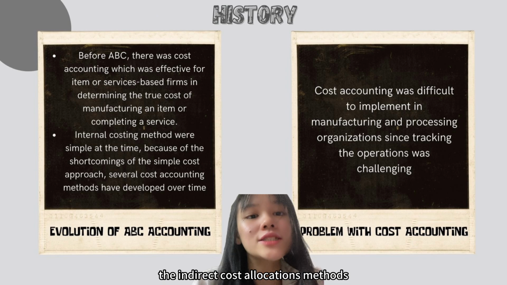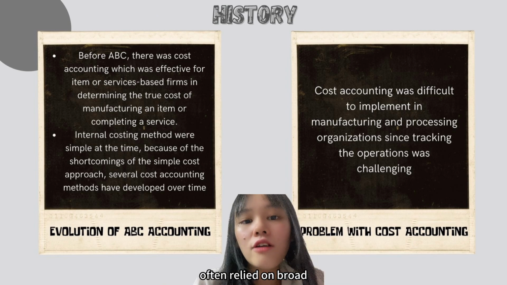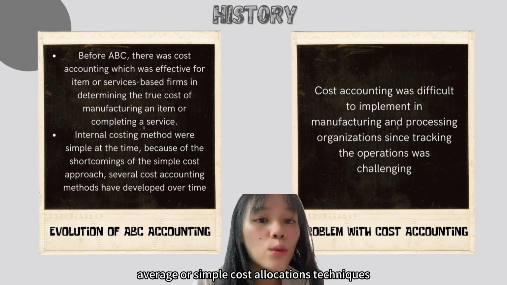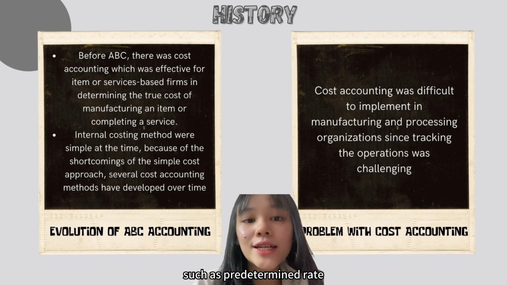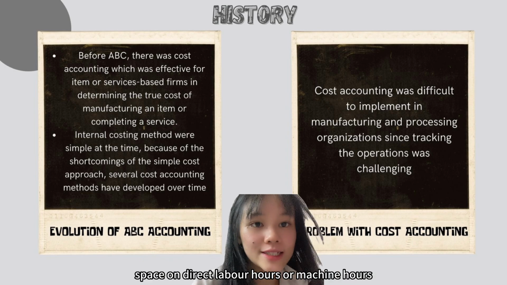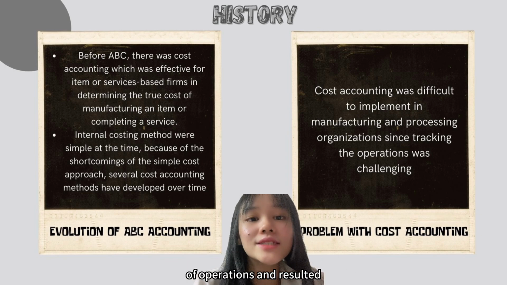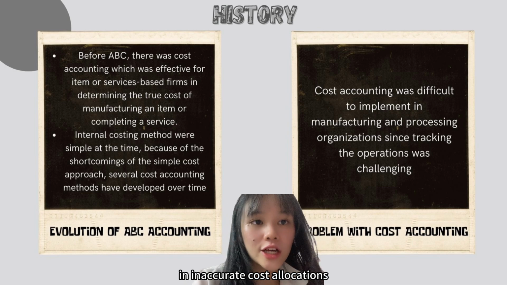The indirect cost allocation methods used in traditional cost accounting often rely on broad, average, or simple cost allocation techniques, such as predetermined rates based on direct labor hours or machine hours. These methods overlook the complexity of operations and result in inaccurate cost allocations.